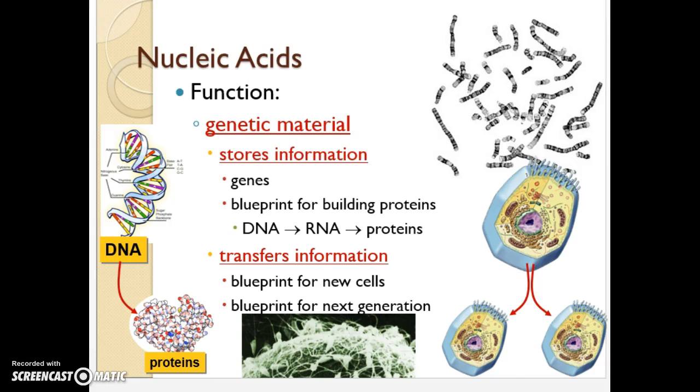So the central dogma, again, is DNA is made into RNA, which then is used to make proteins. So there's a transfer of information according to the central dogma from DNA to protein. And DNA also, or nucleic acids, provide the blueprint for new cells. And they're also what pass on from generation to generation to offspring the genetic information.